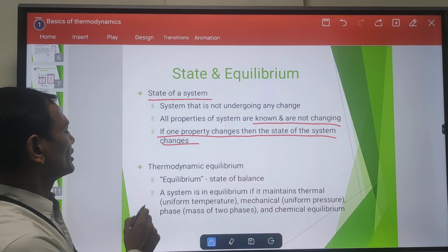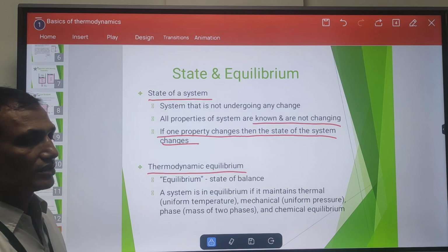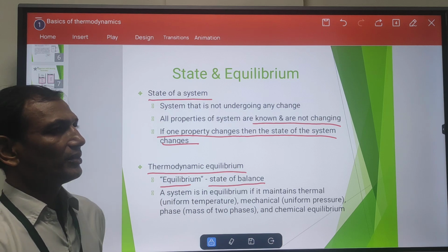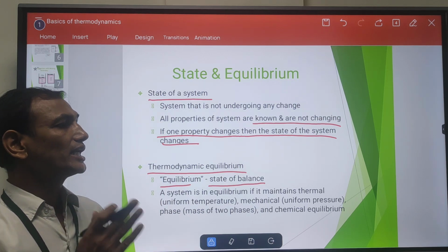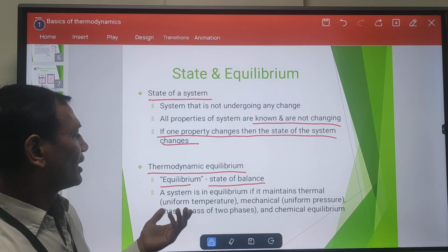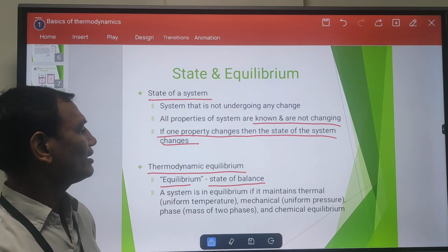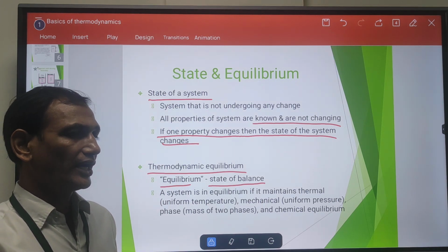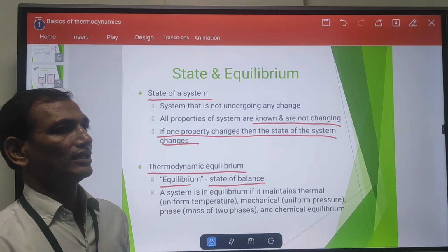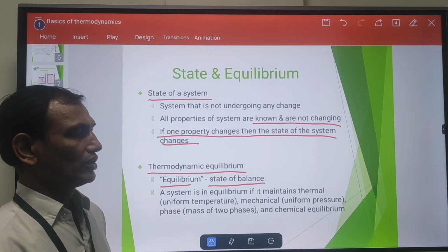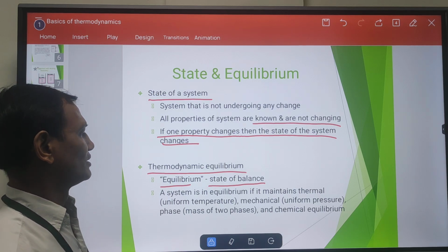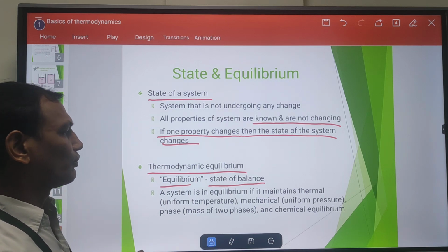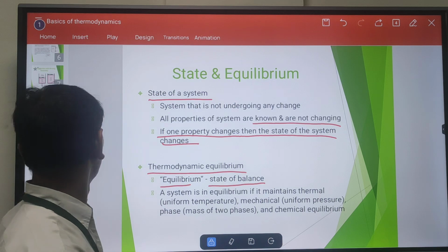And thermodynamic equilibrium. At first, I will discuss equilibrium. What is equilibrium? A state of balance. It may be mechanical balance or chemical balance. Mechanical balance means no pressure or force is exerted on the system, and no unbalance is created by external agencies. And chemical equilibrium means the forward reaction is equal to the backward reaction, with proper combinations of the mixture to form a molecule.